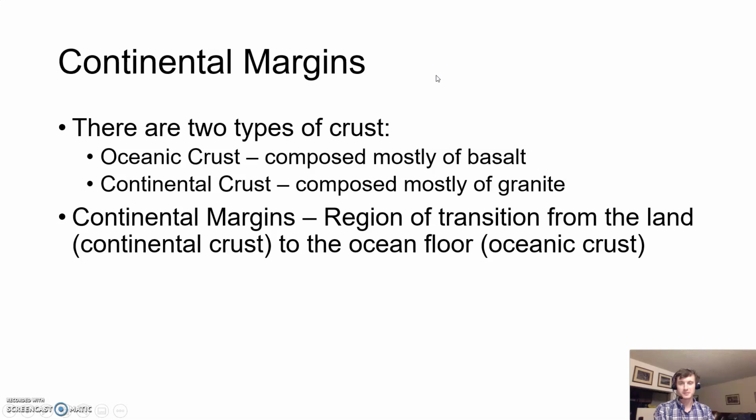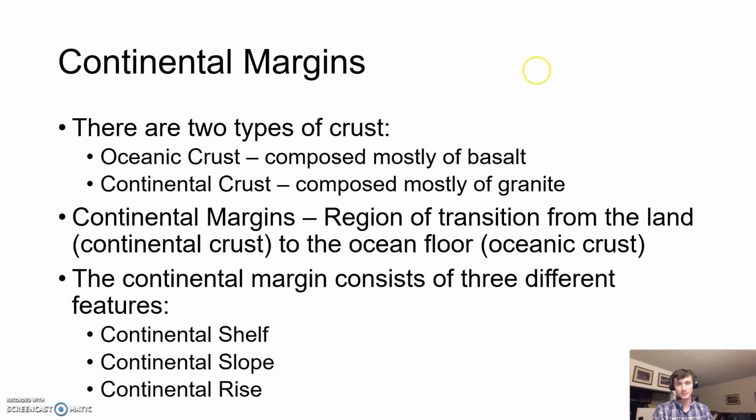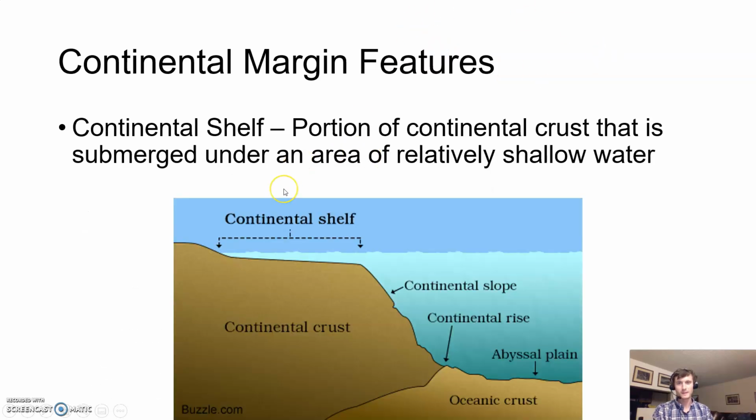So the continental margins are these places where we have a transition from the land, continental crust, to sea, oceanic crust. There's three parts of this that we're going to talk about. We have the shelf, the slope, and the rise. So let's have a diagram here. You guys have seen this before too, all right?